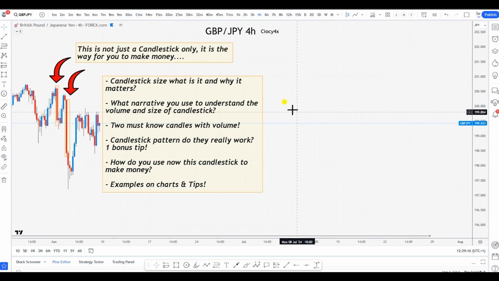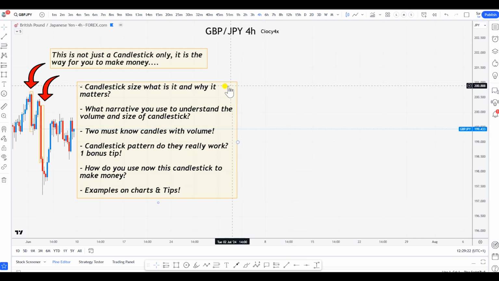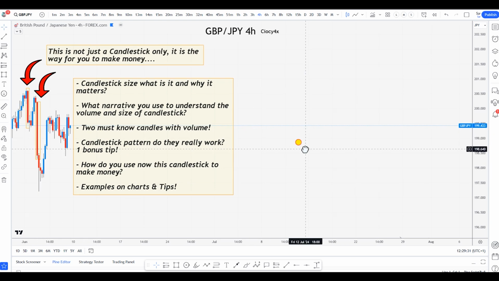As always, we're gonna do our mind map process. So we're gonna be answering all these questions. By the end of the video, you will know exactly from where we started and how we ended, and what are the steps that you should have taken to understand the whole process. Okay, so what is the first question? Candle size, what is it and why it matters.